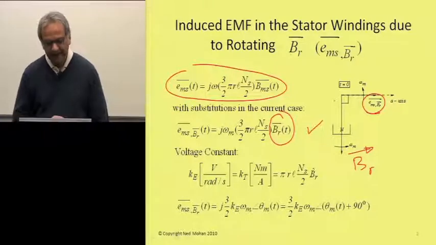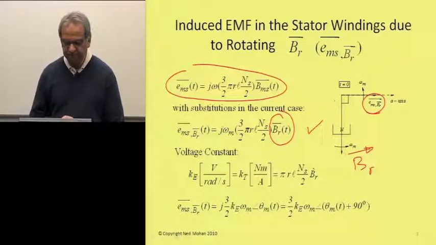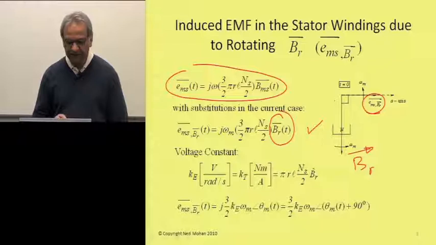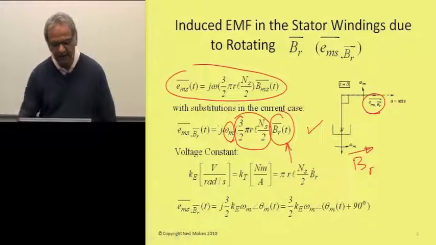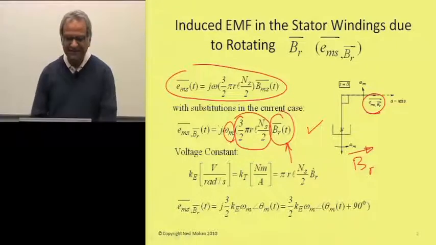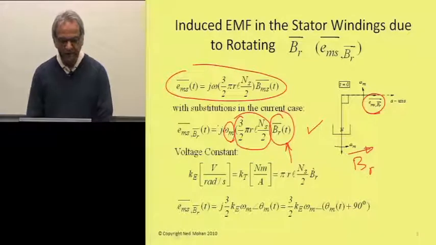And we can see here that what we have is this induced EMF, which is proportional to Br, and is related by these two factors. One is the speed omega sub m, and the other one is what we'll call the quantities within this bracket the voltage constant Ke in volts per radians per second.